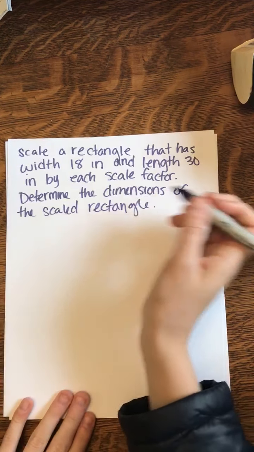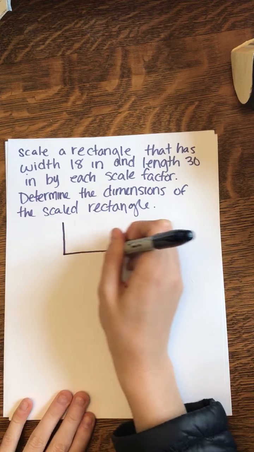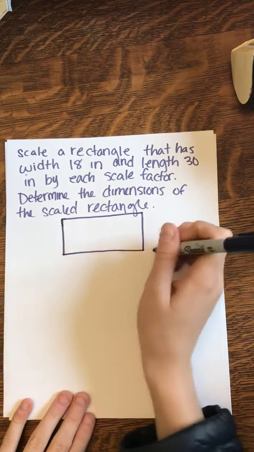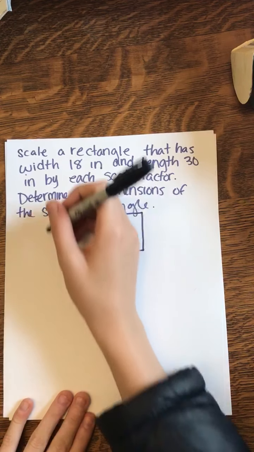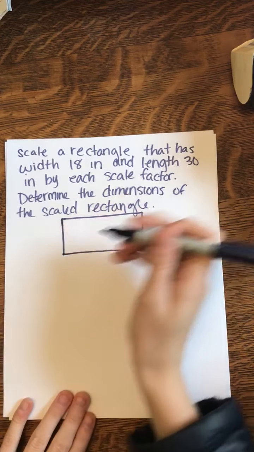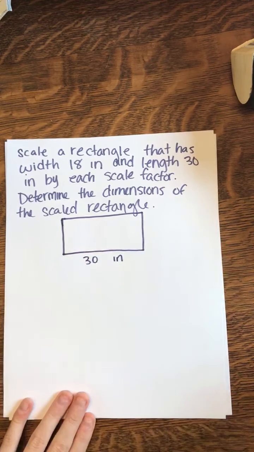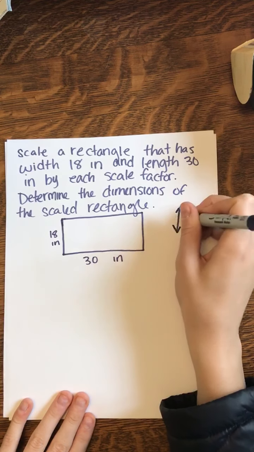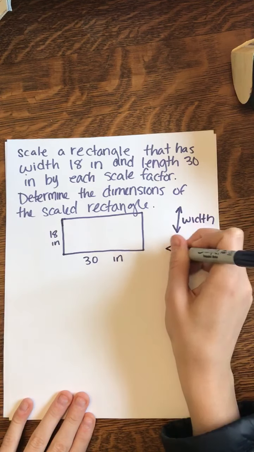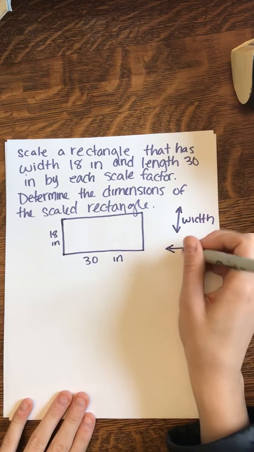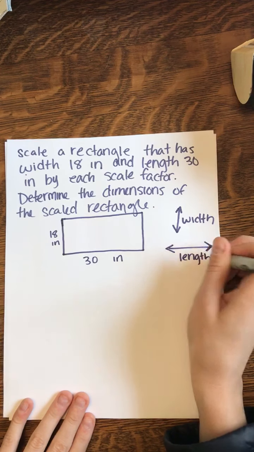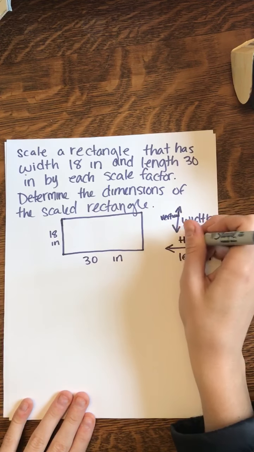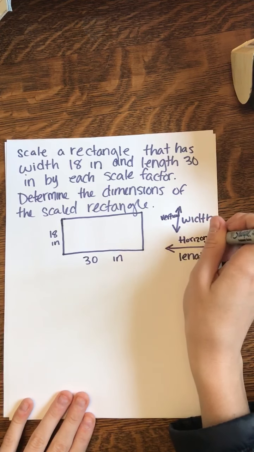Well, first, I just want to draw this rectangle they're describing. And remember, length is the left to right, horizontal, and width is the vertical. So my length is 30 inches, that's how it looks, and my width is 18 inches. Width is vertical, up and down is width. Length is left and right. This just might be helpful when you're drawing your rectangle.